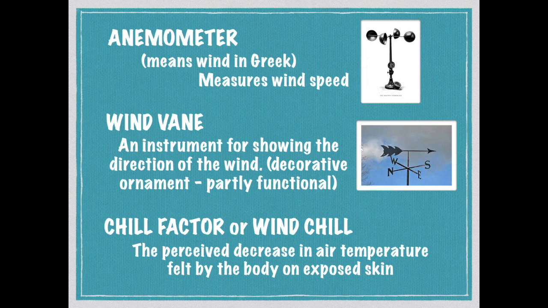Okay, we have a couple tools that you need to be aware of for wind speed and wind direction. The first one is the anemometer. The anemometer means wind in Greek, to measure wind speed. Basically, because of these little cups, they spin faster and faster, the higher the wind speed. Now, a wind vane shows direction in which the wind is going.